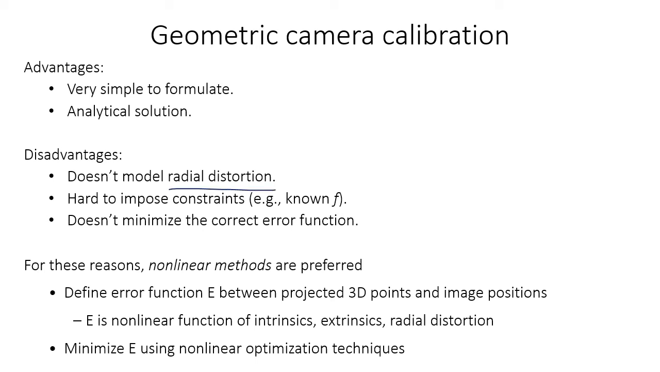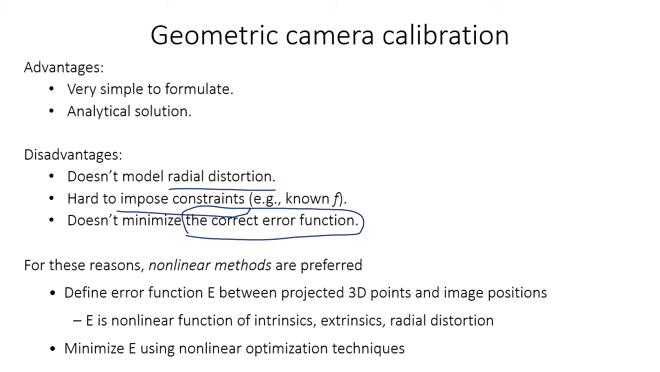Also, it is harder to impose constraints. Yeah, it is the disadvantage of most of the linear solutions. It is harder to impose constraints on a linear equation. Also, it does not minimize the correct error function. It just minimizes algebraic error. Minimizing algebraic error does not mean minimizing geometric errors. We want to minimize geometrically, not algebraically. So there is some discrepancy between the errors.